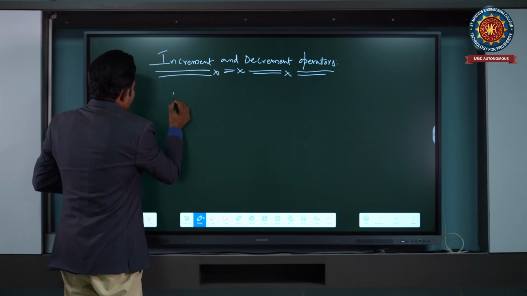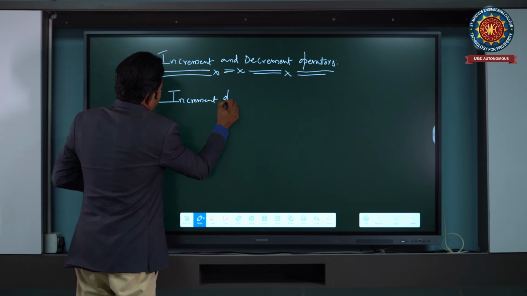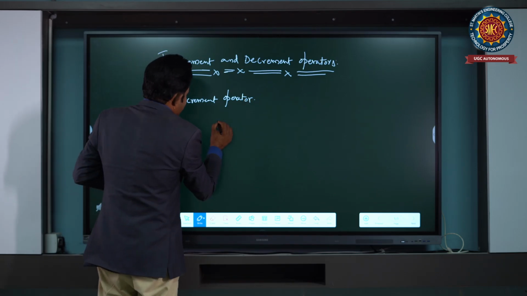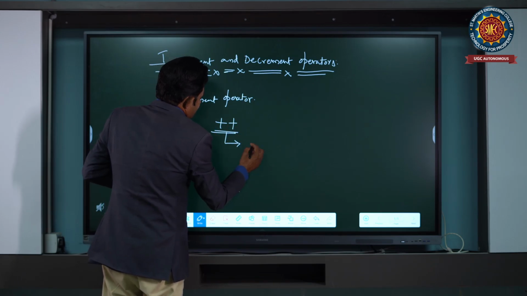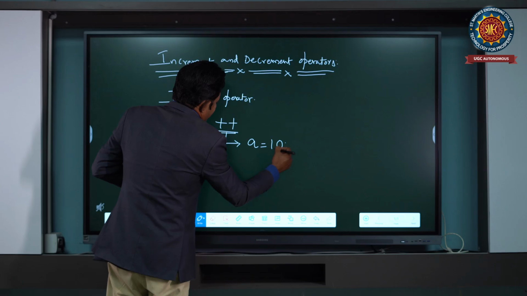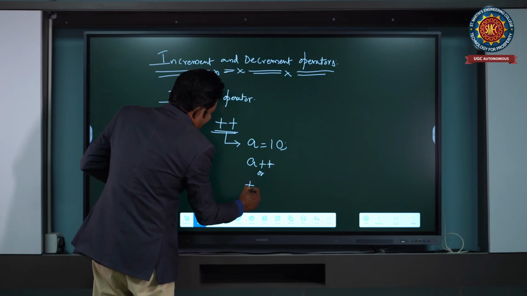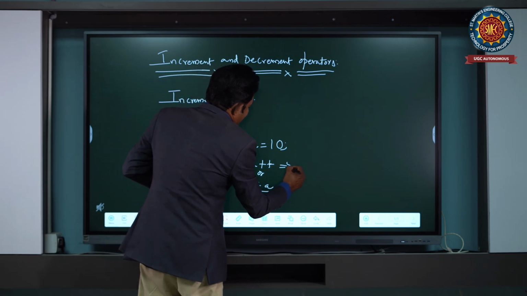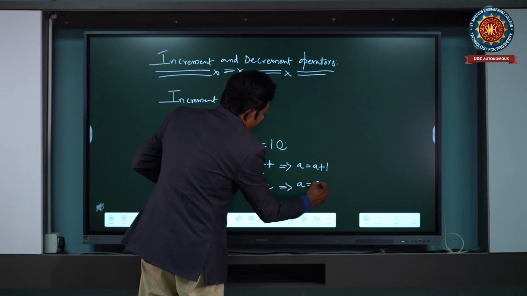What is an increment operator? The increment operator in C is plus plus. Suppose we assign A is equal to 10, then A plus plus or plus plus A means A is equal to A plus 1. The decrement means A is equal to A minus 1.